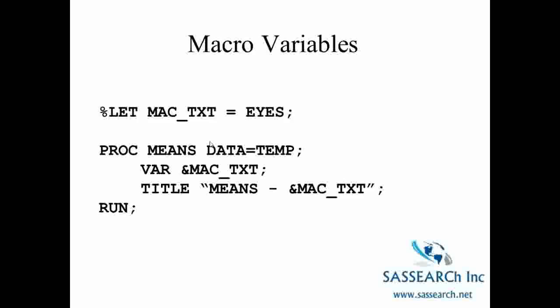When you use macro variables in a TITLE statement, you must put your title in double quotes. So normally we can do a TITLE statement with single quotes or double quotes. When you're using a macro variable in a TITLE statement, you need to put it in double quotes. Otherwise, when you see your output, it's just going to show this ampersand macText instead of the variable eyes, which is what you want in your title statement.